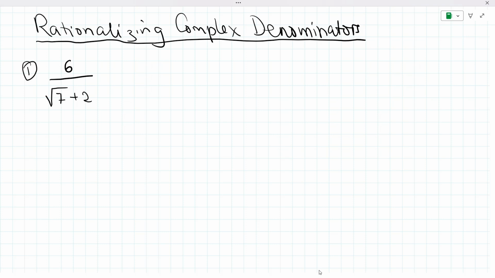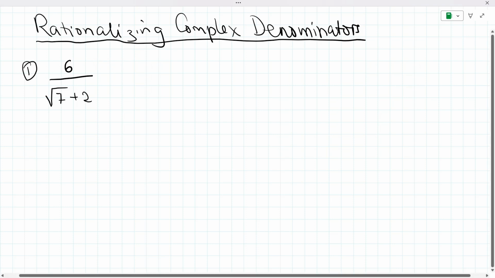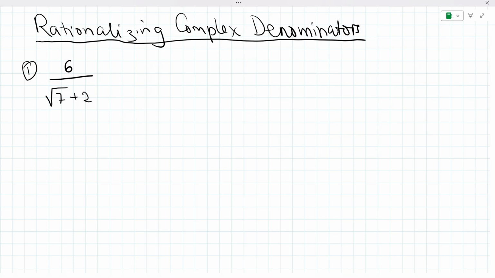My name is Professor Robert, and in today's session, we will learn about rationalization of complex denominators. Using our first example here, first of all, rationalizing the denominator means changing the denominator into a rational number. Thus, this denominator should be changed into a rational number, or just to get rid of the radical signs.